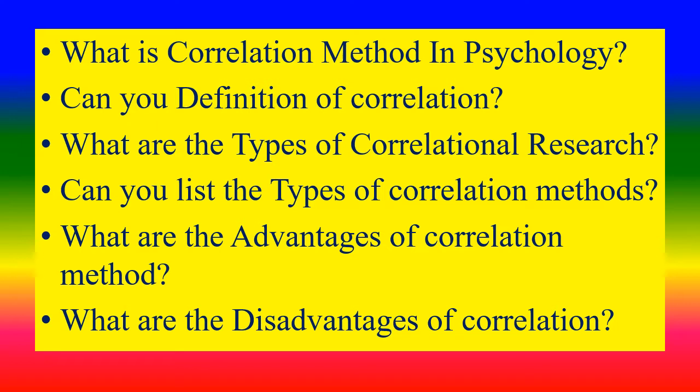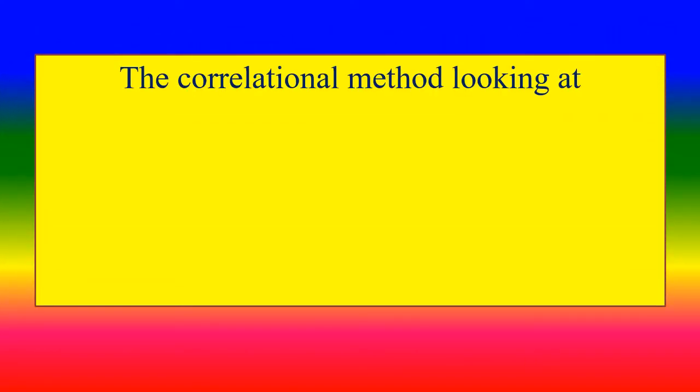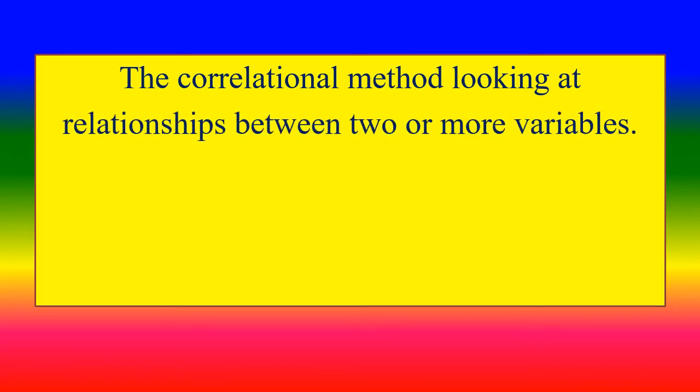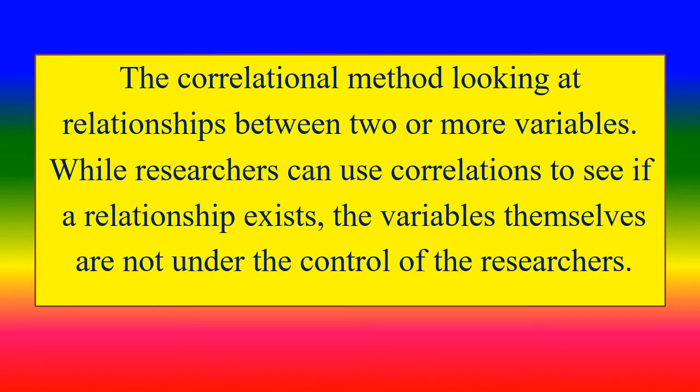Going to learn. The correlation method looks at the relation between two or more variables. While researchers can use correlation to see if a relation exists, the variables themselves are not under the control of researchers.